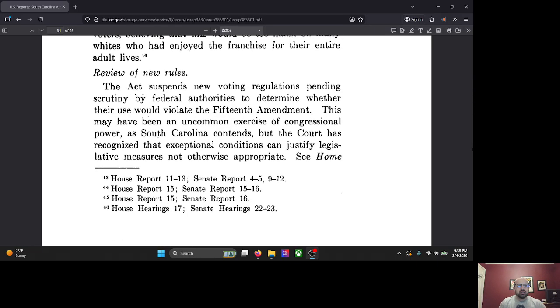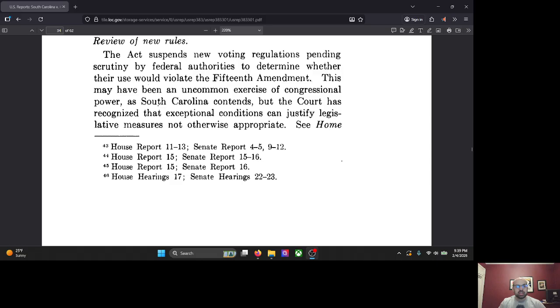Review of new rules. The Act suspends new voting regulations pending scrutiny by federal authorities to determine whether their use would violate the 15th Amendment. This may have been an uncommon exercise of congressional power, as South Carolina contends, but the court has recognized that exceptional conditions can justify legislative measures not otherwise appropriate.